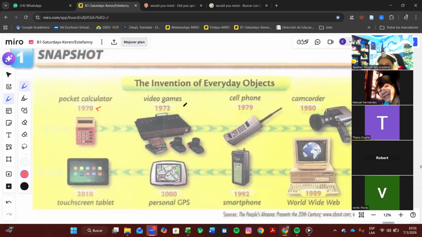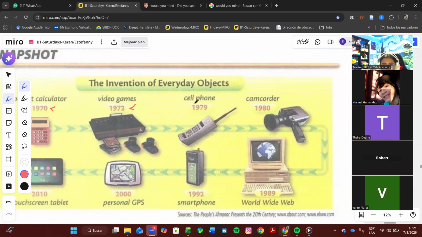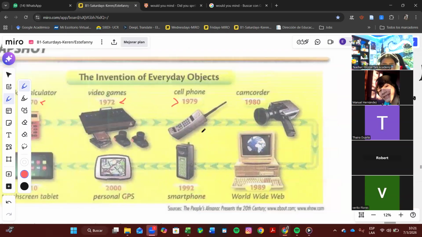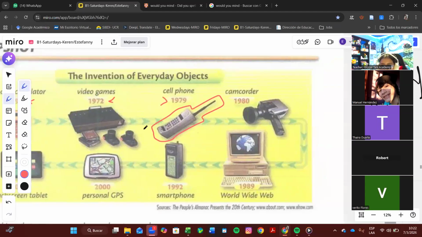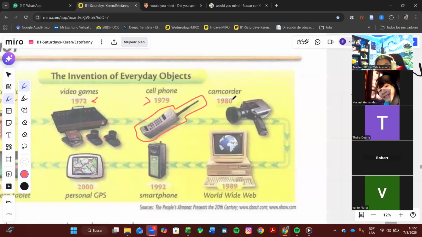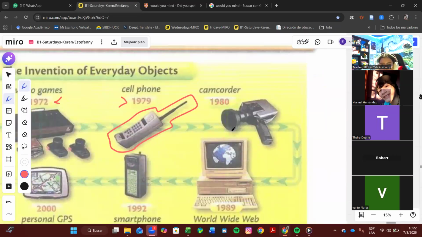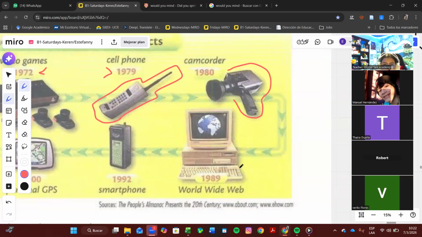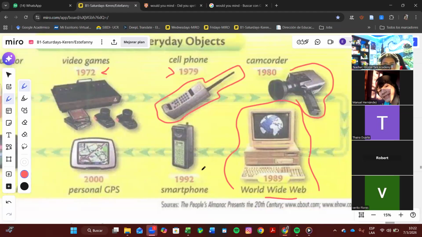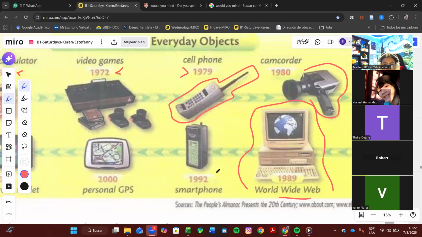Then we have video games, 1972. Cell phone, 1979. So this could be like the first or one of the first cell phones. Then we have a camcorder, 1980s, right? So they look very different from the ones we have now. Then we have the World Wide Web, which is like the internet and so on, 1989. Then we have a smartphone, 1992.